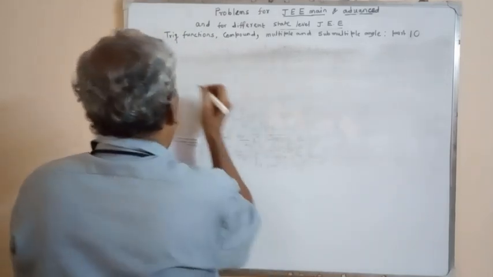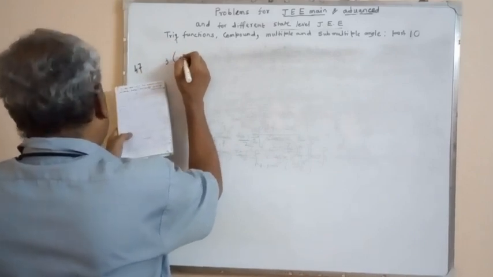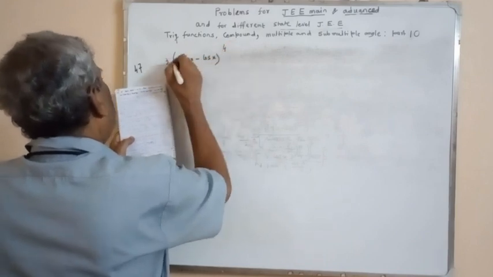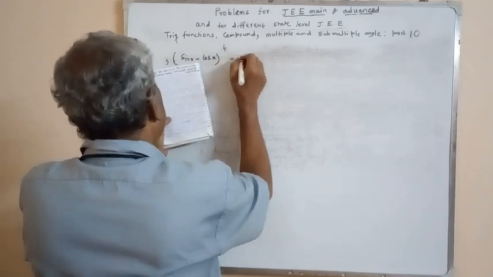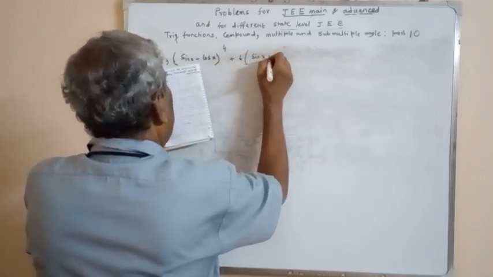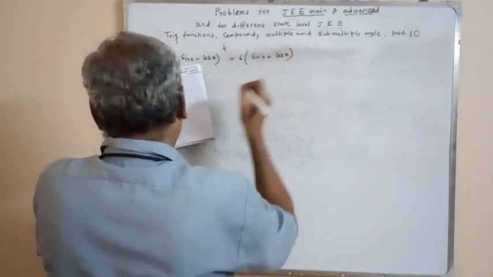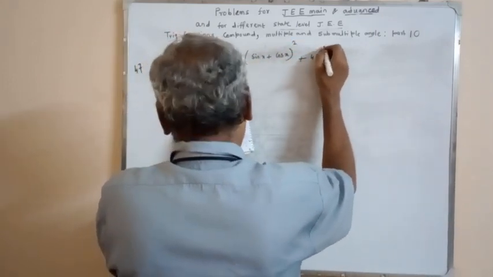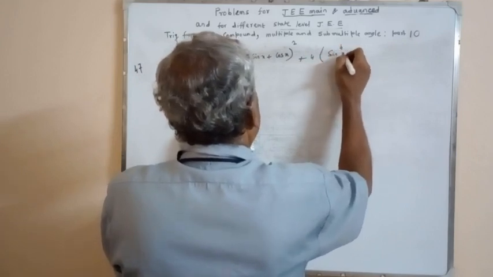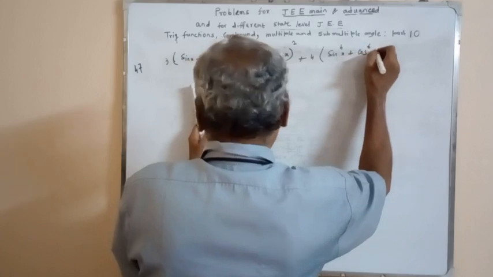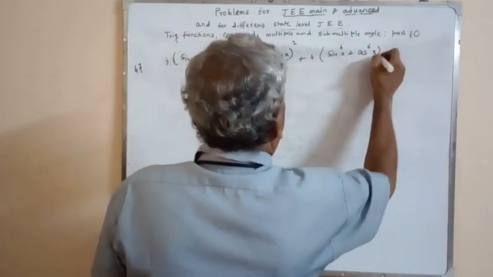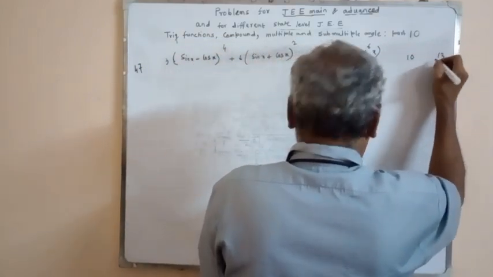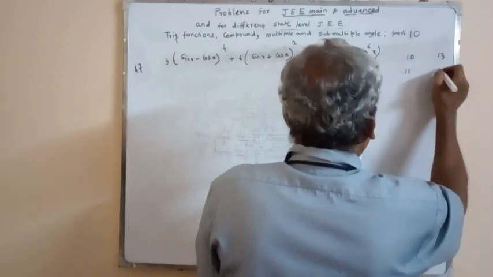The numerical value of 3 into (sin x minus cos x) whole to the power 4, plus 6 into (sin x plus cos x) whole to the power 2, plus 4 into (sin to the power 6 x plus cos to the power 6 x) is how much? Numerical value of that. Options: 10, 13, 11 and 8.